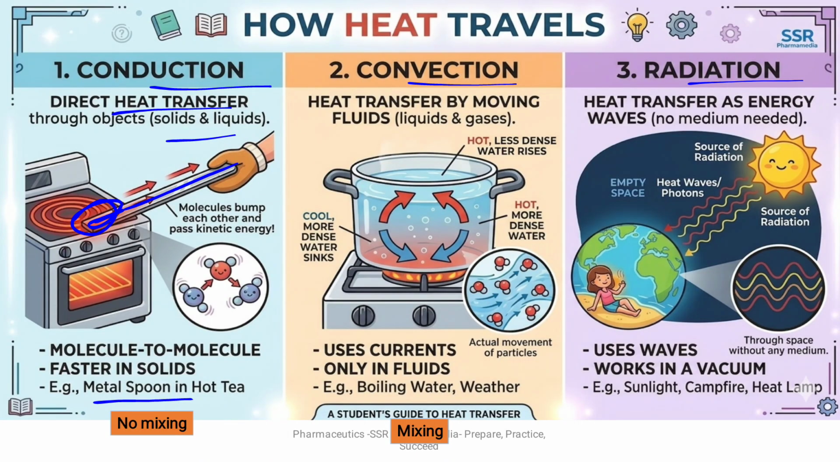Convection is heat transfer by moving fluids. These are examples of when you are heating fluids using vessels. So the heat transfers within the fluids. So it is called convection. For example, boiling water and weather. Radiation is heat transfer by energy waves, like from the sun to earth. So heat transfer from the sun to earth is called radiation heat.